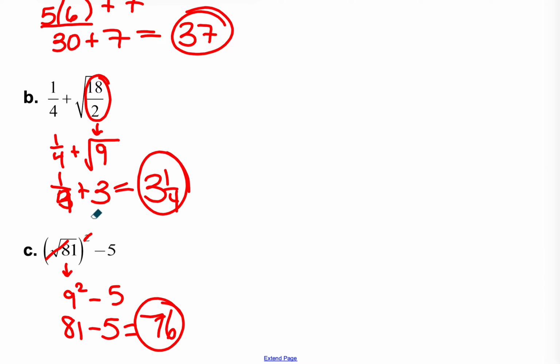I'm going to erase it one more time so you can see it. If I did the inside of that parentheses first, and I did the square root of 81, that gives me 9. And then I have the squared on the outside. 9 squared equals 81. So I did parentheses, and then I did exponents, and then I subtract. So 81 minus 5 gives me an answer of 76.